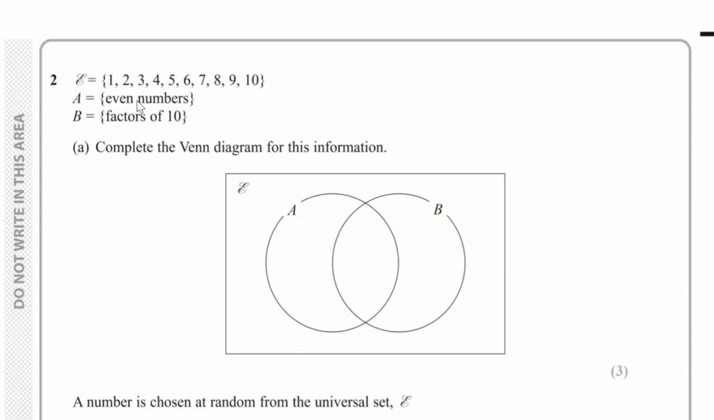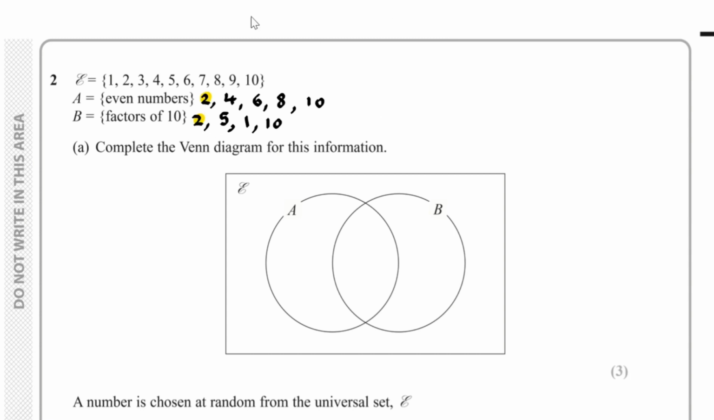Question number 2, we've got a set of numbers here, 1 to 10. A, we've got even numbers, and B, we've got factors of 10. And for part A, we have to complete the Venn diagram for this information. Well, what are even numbers? We've got the 2, 4, 6, 8, and the 10. The factors of 10, we've got 2, 5, 1, and 10.